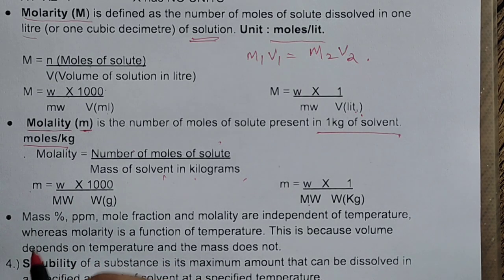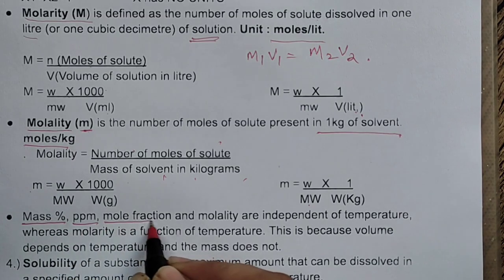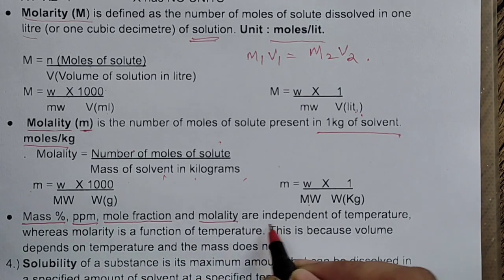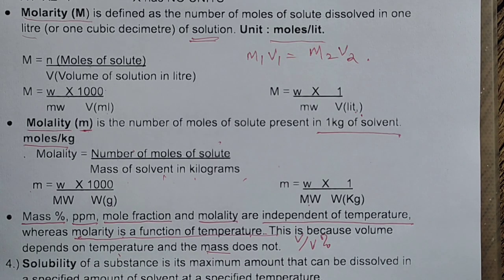Right? Now there are some methods like mass percentage, ppm, mole fraction, molality. These are all independent of temperature because they all involve weight. Whereas molarity is a function of temperature. Even volume by volume percentage is dependent on temperature. They are all dependent on temperature because they all involve volume, and the volume depends on temperature, mass does not. Is it clear?